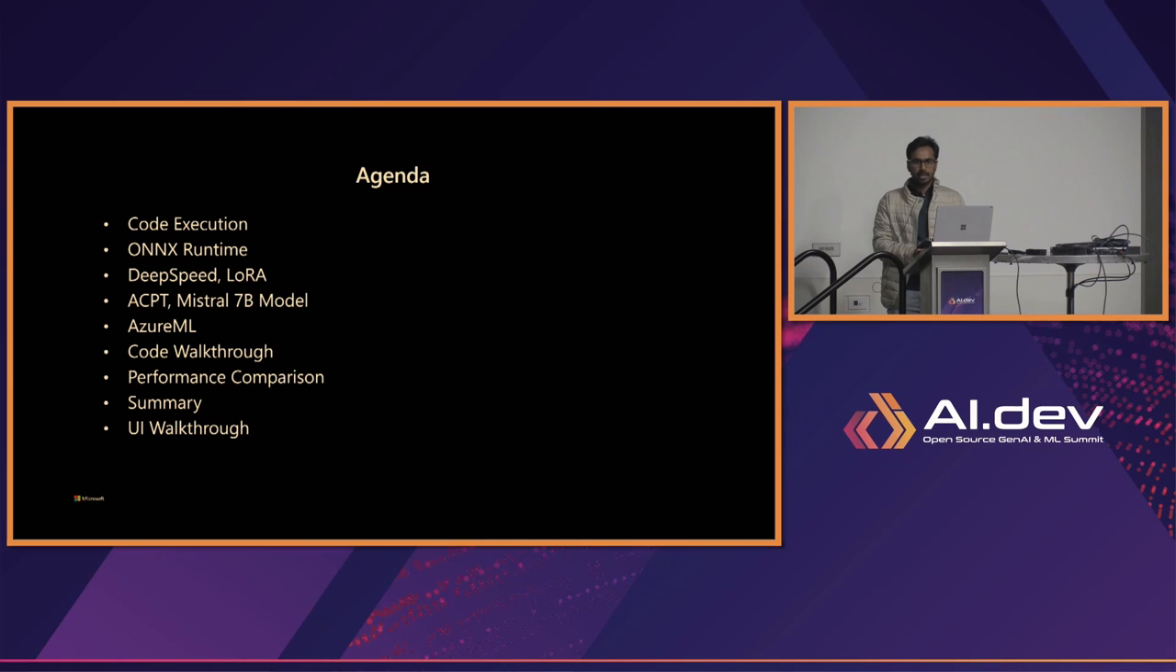After introducing all the technologies, I'll go through the code and walk you through the steps which we have added and which you can use for your use case, so that you can improve your training as well as inference time. Finally, we'll do some performance comparison compared to PyTorch and summarize whatever we did today. And finally, we'll do some UI walkthrough so that you can use an existing large language model to train for your use case scenario. So let's get started.